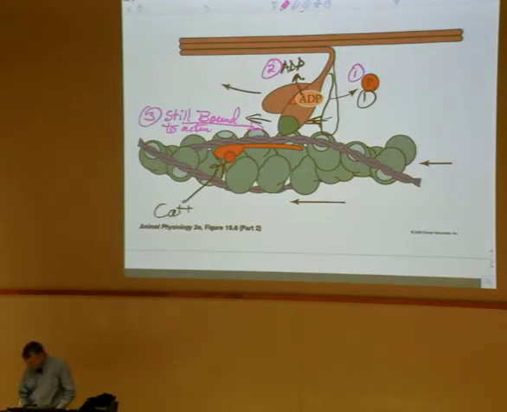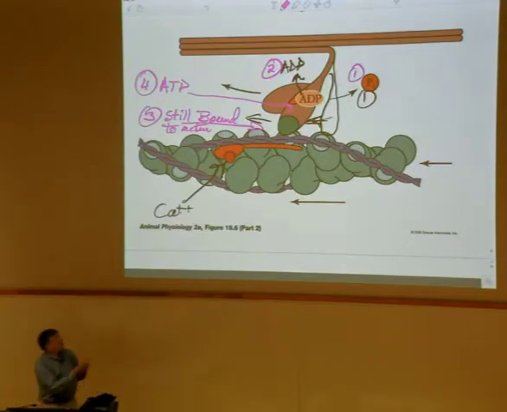So how do we get out of that? We get a new ATP, comes in and binds. With that ATP attached, that then changes the conformation of the tip of the myosin, and it can pop free.